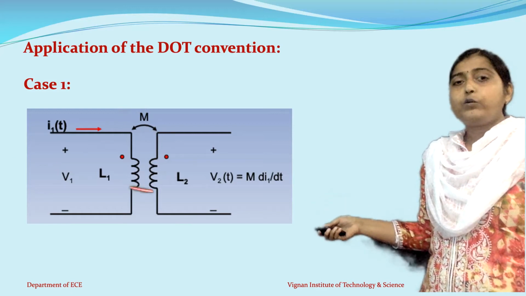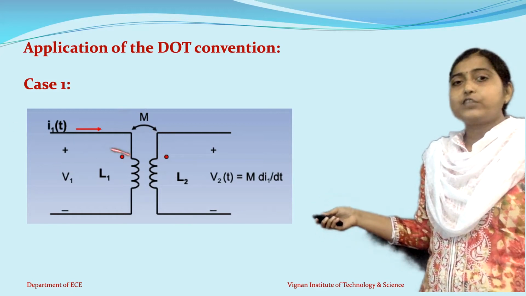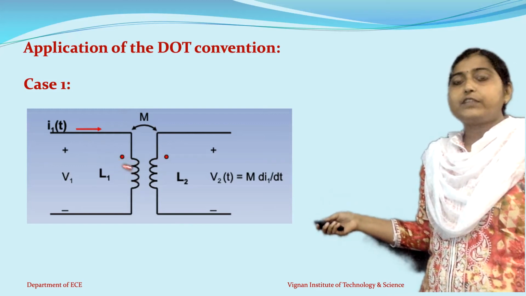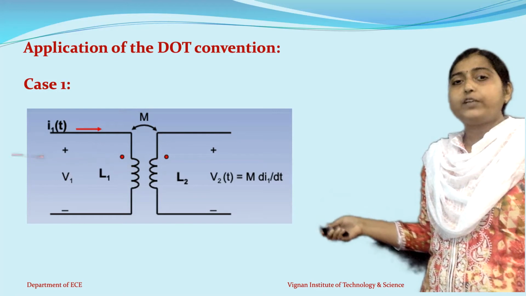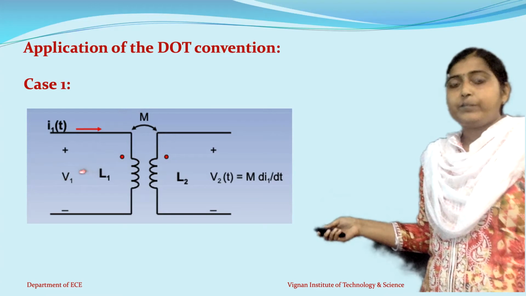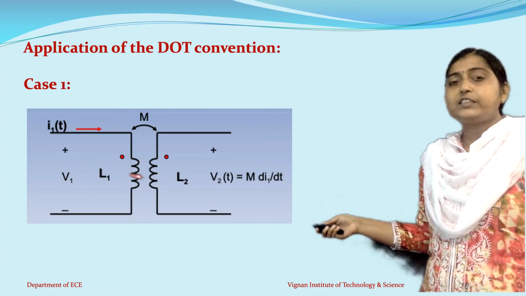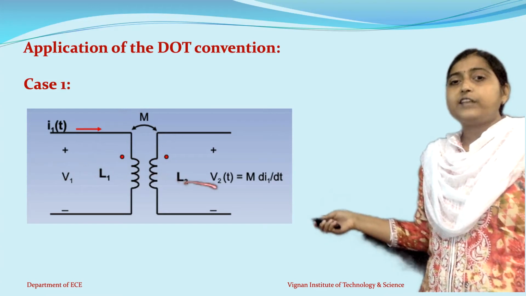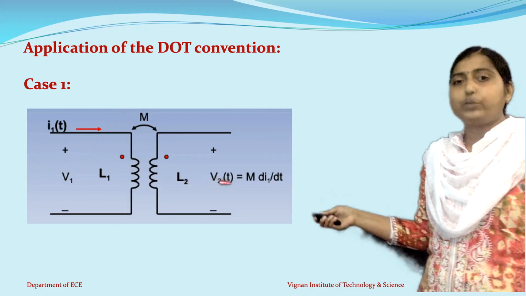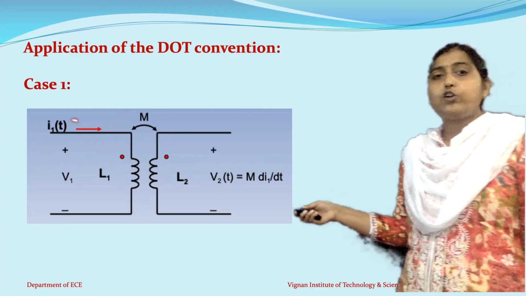So now we know that as the current starts flowing through the first coil, it will induce some flux in the first coil. Because of that, some voltage is being induced in the first coil which is represented as V1. Now because of this flux which is linked to the second coil, some voltage is being induced in the second coil which is represented as V2. Now we are talking about the dot convention.